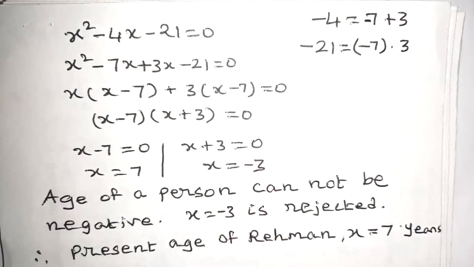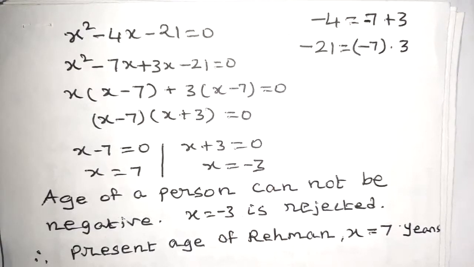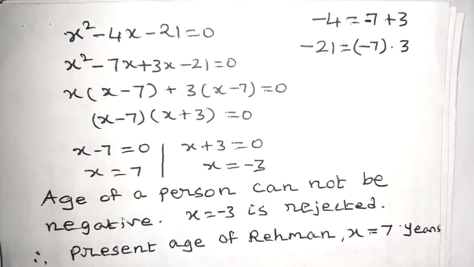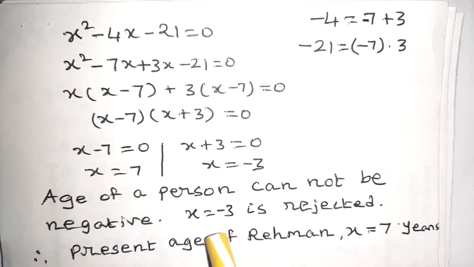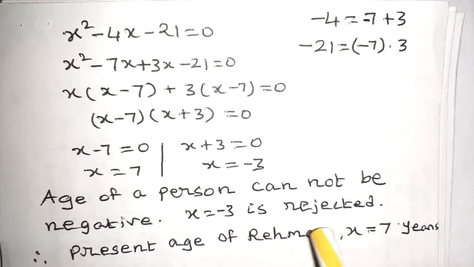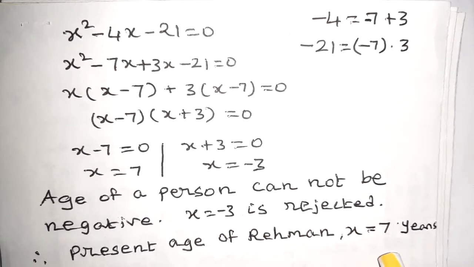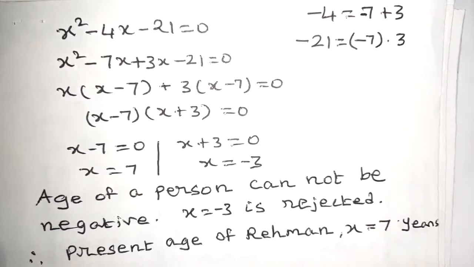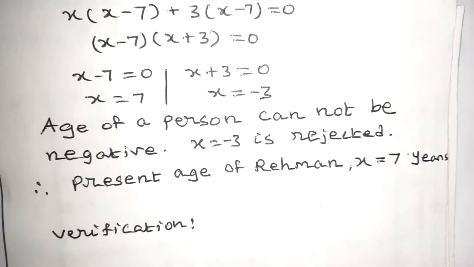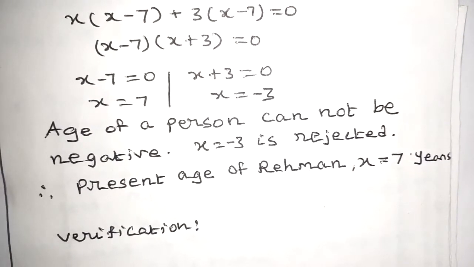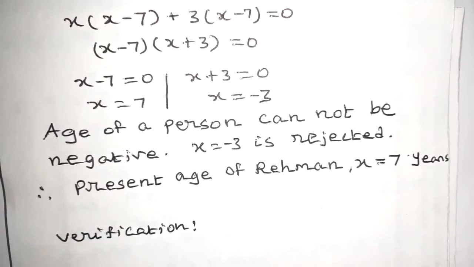But x indicates the age of a person. Age of a person cannot be negative. It should always be positive or equal to 0. So, x equal to minus 3 is rejected. Therefore, the present age of the person is x equal to 7 years. Now, the verification part of this problem is left as exercise to the student. Student must verify this problem.